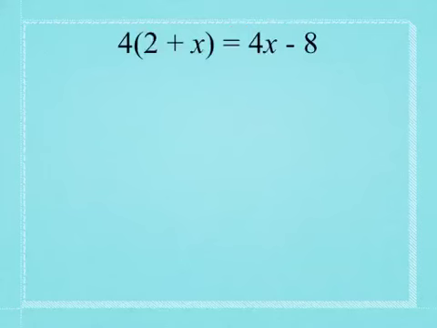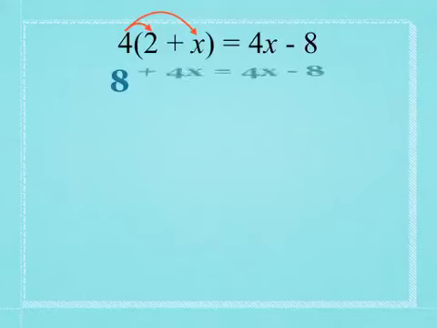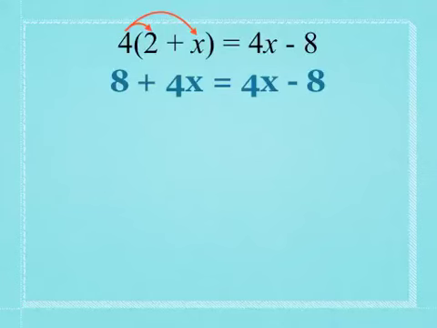The final example for this lesson, I have 4 parentheses 2 plus x, close parentheses, set equal to 4x minus 8. Just like in previous examples, because I do need to use the distributive property, I'm going to do that first. So 4 times 2 is 8, and 4 times a positive x is a plus 4x, and I'm going to bring down equal 4x minus 8 because that's what was in my original equation.